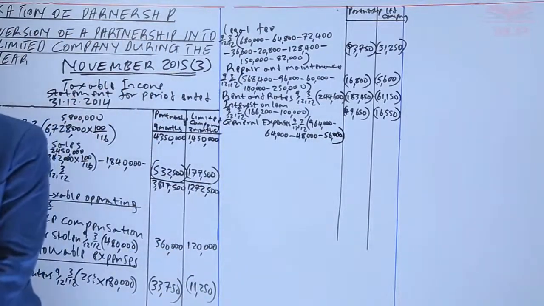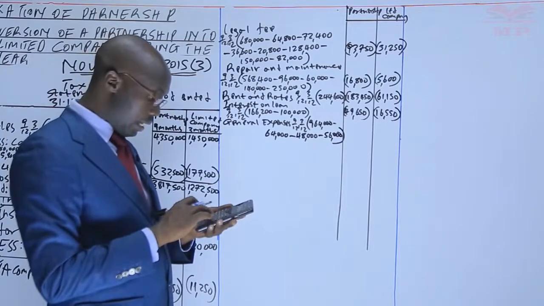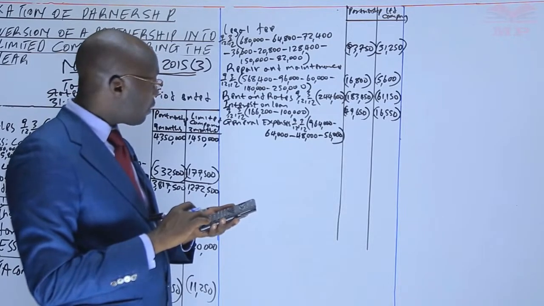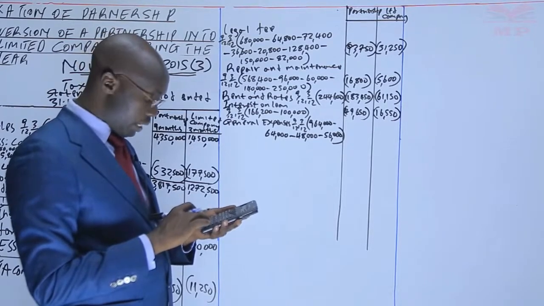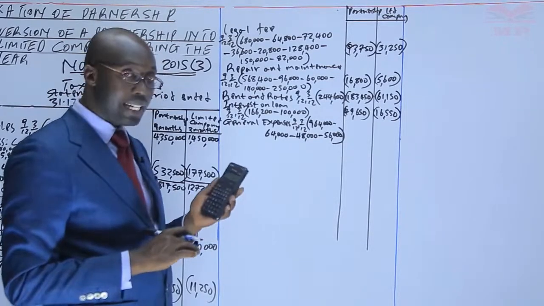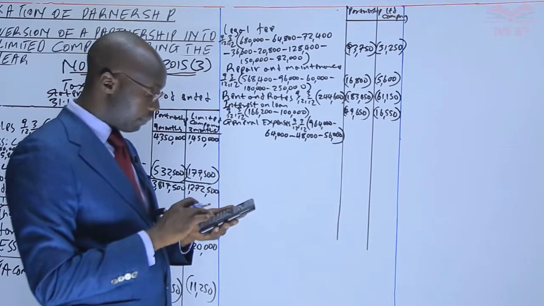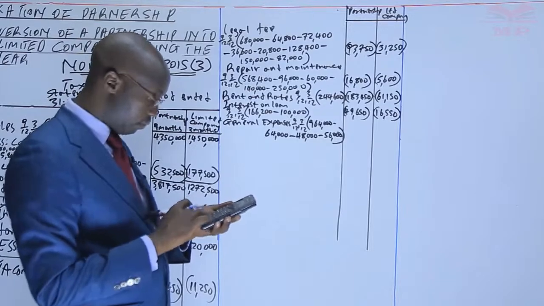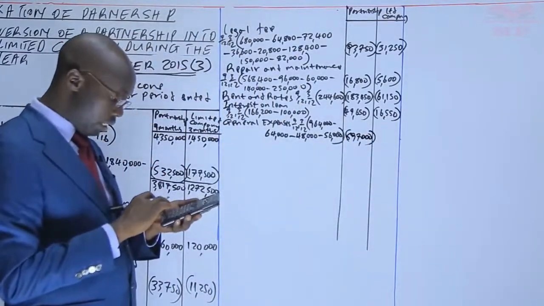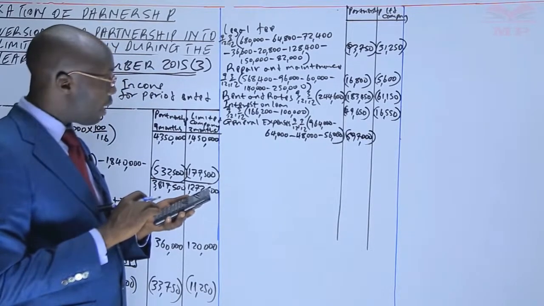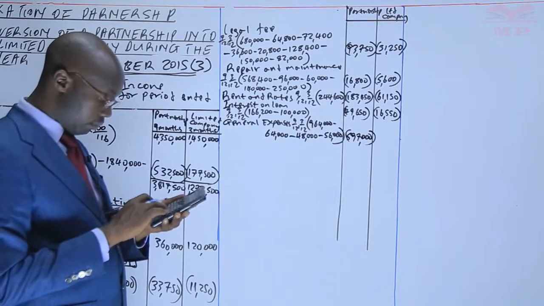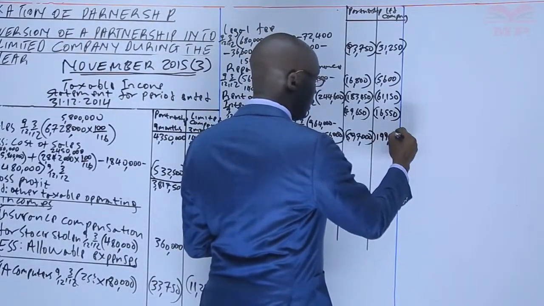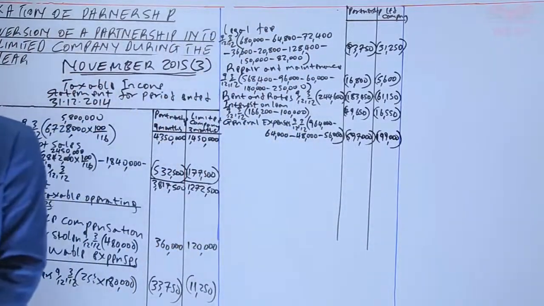Then the remaining one is the one that is going to be allowable. So we are going to take 964,000, and then we minus 64,000, and then we minus 48,000, and then we minus 56,000. You have 796,000. Then we take the figure times 9 over 12. 796,000 times 3 over 12, 199,000. Deduct from there. Then we continue.